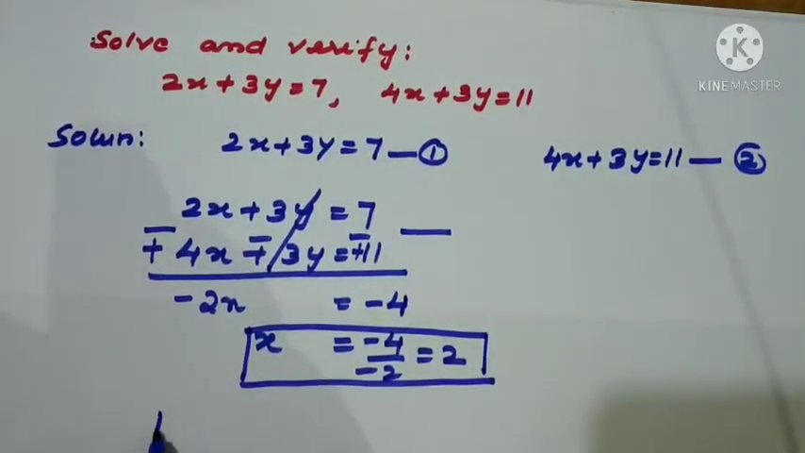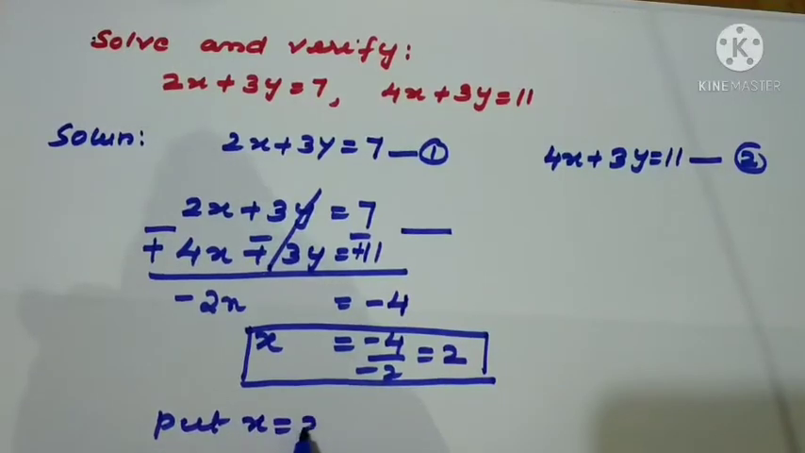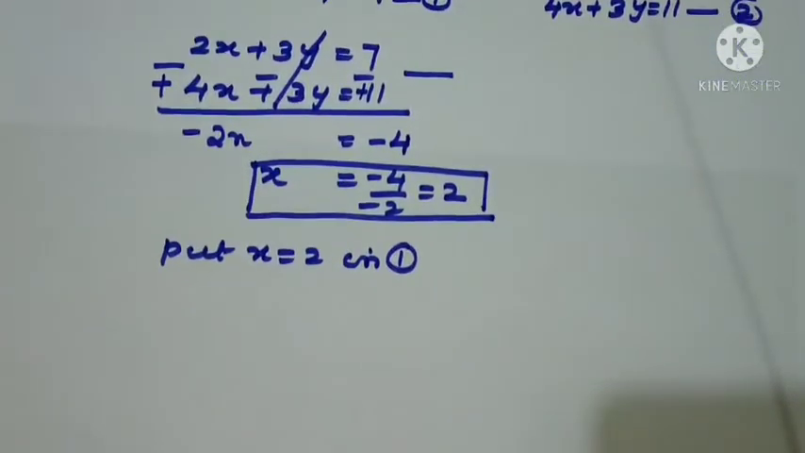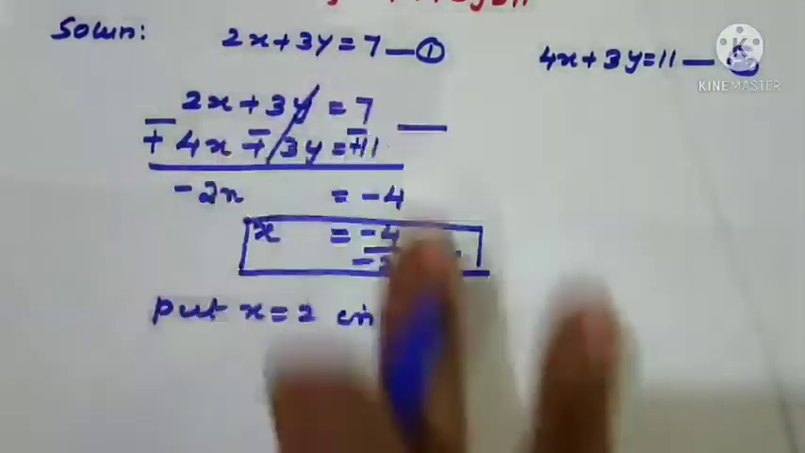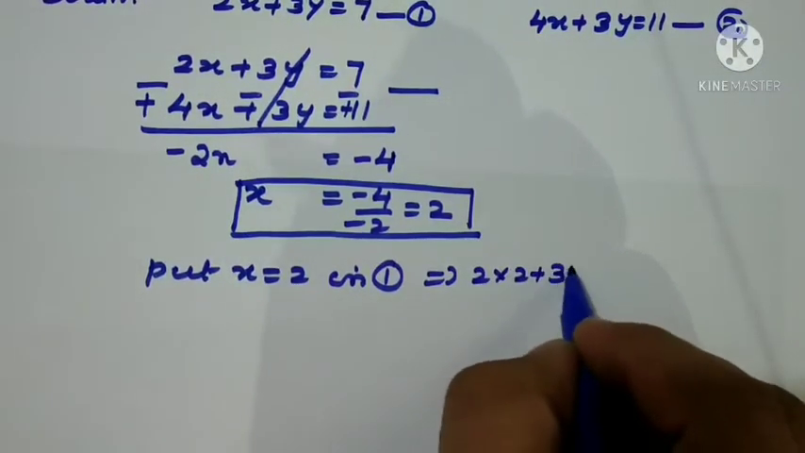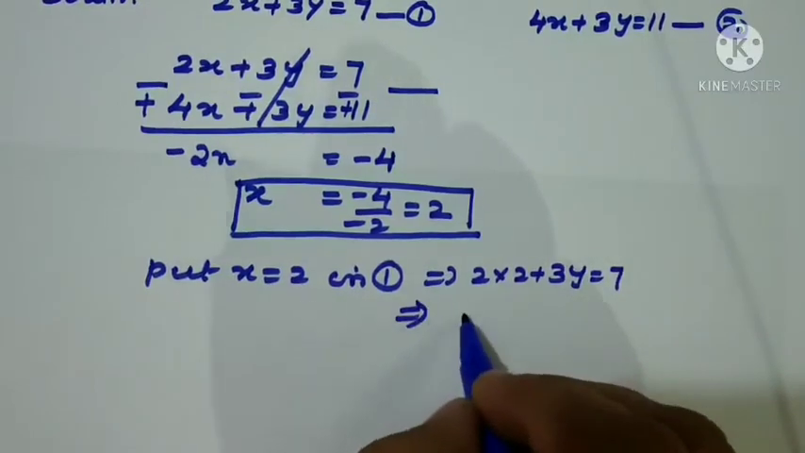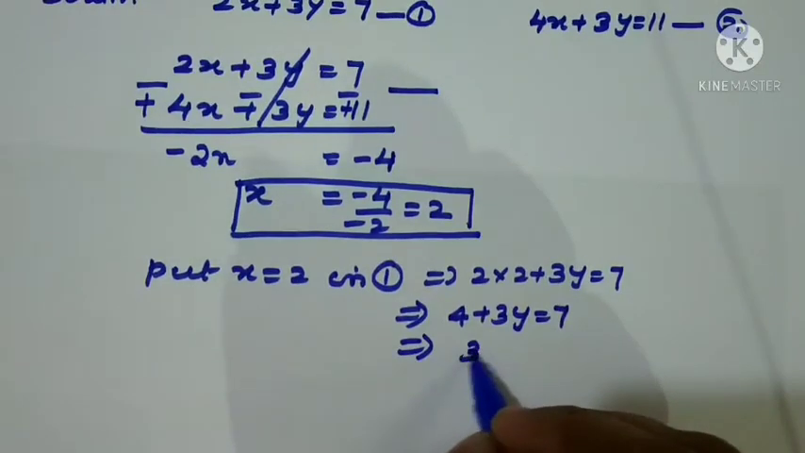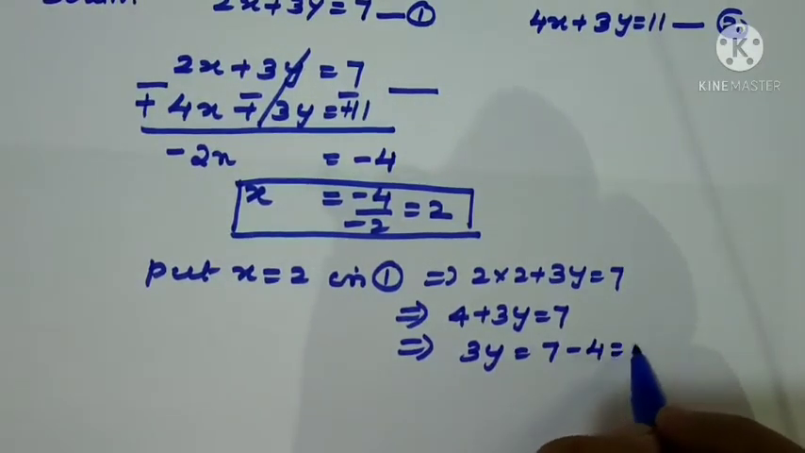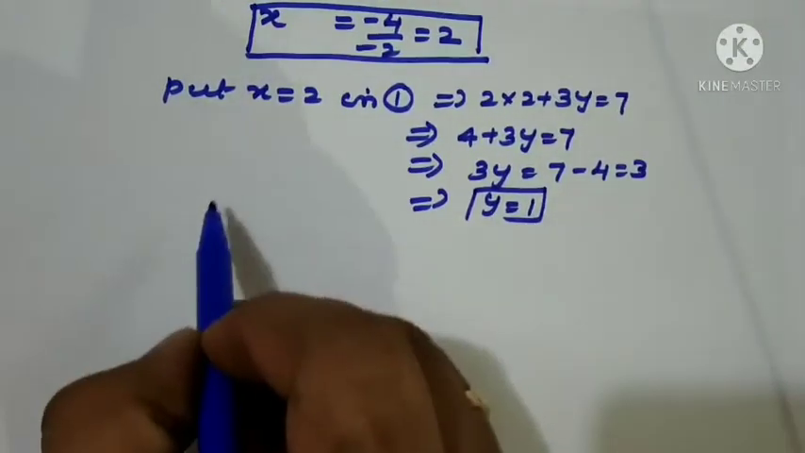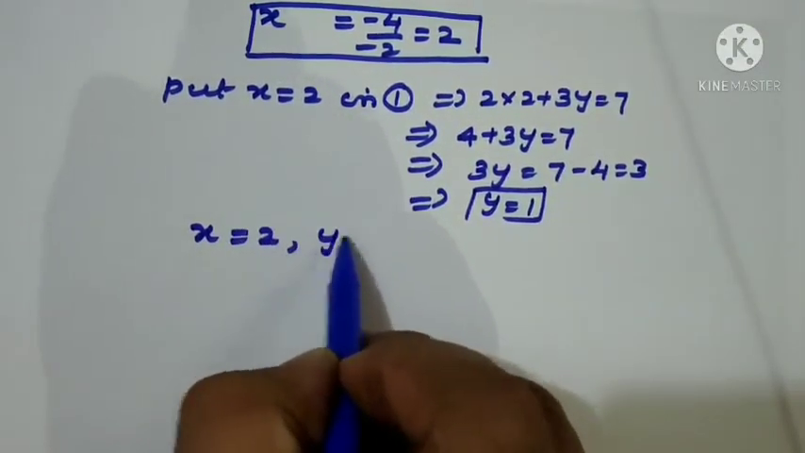Now put x equal to 2 in any one of the equations. Let me take equation 1. What is the first equation? 2x plus 3y equal to 7. So 2 into 2 plus 3y equal to 7. So 4 plus 3y equal to 7. Again 3y equal to 7 minus 4, which is equal to 3. That means y equal to 1. So we have solved for x and y. The values we got are x equal to 2 and y equal to 1.